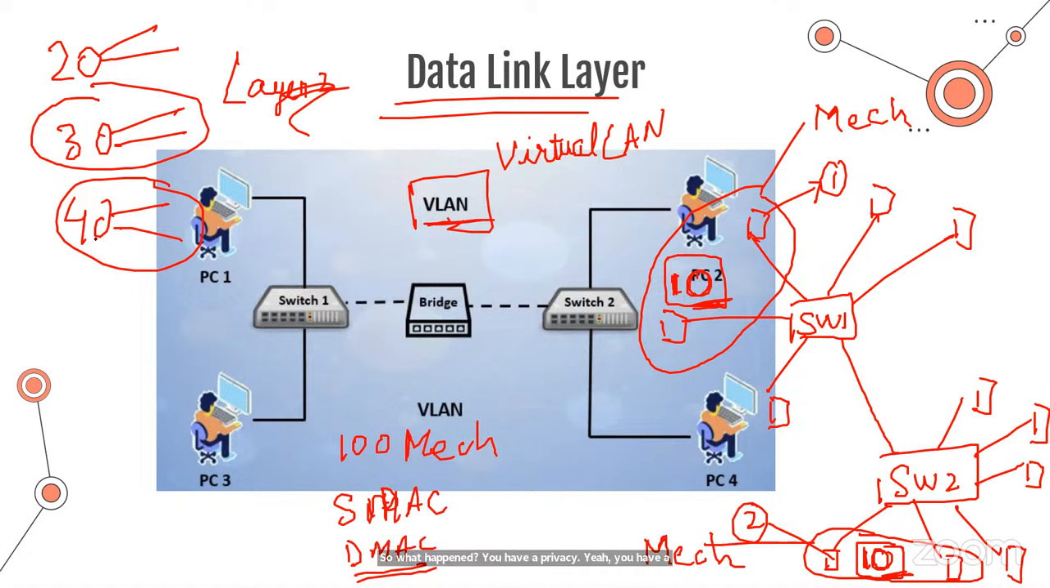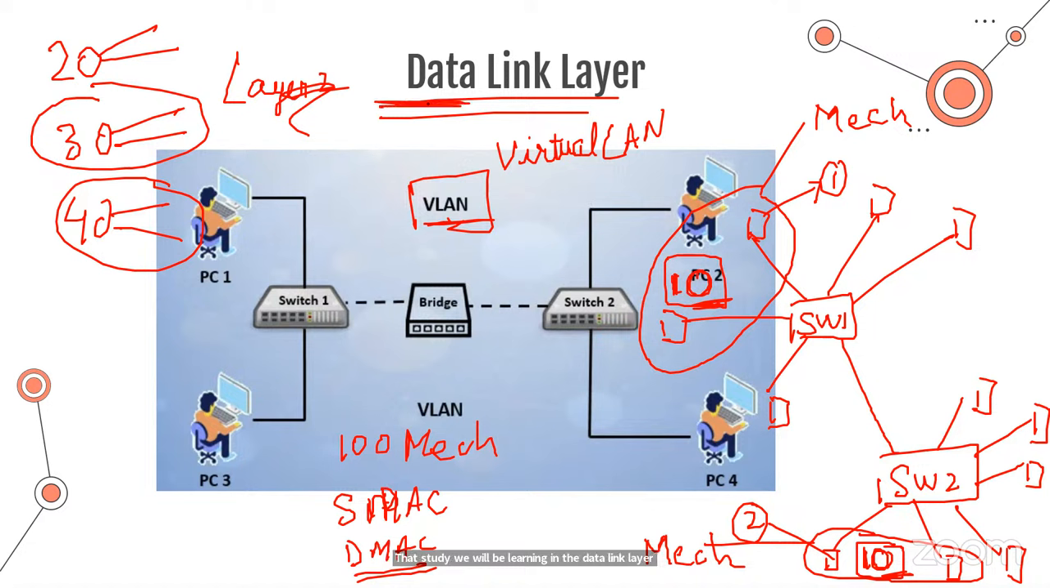So communication between the users, even using switches, got easier with the introduction of VLANs. The study of these VLANs, how switches talk to each other, how switches manage each other, how switches learn VLANs, how switches understand that a particular user is a part of one VLAN and another user is a part of another VLAN, that study we will be learning in the data link layer.